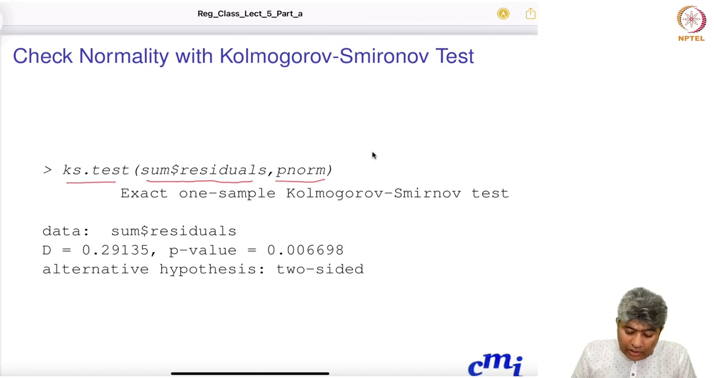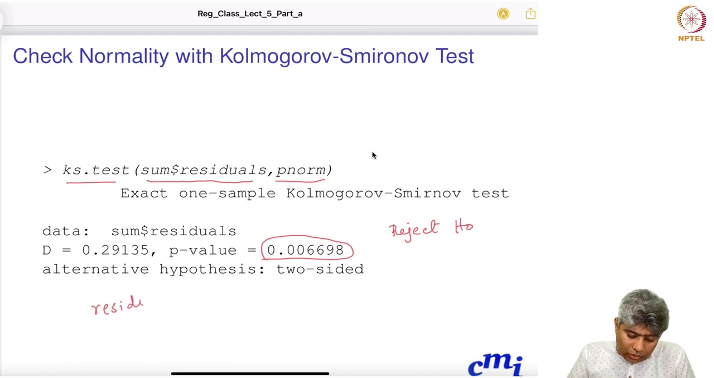what we found is that the p-value is 0.006698. This is quite a small number, so we have to reject the null hypothesis. That is, the residuals are not normal. Residuals are not Gaussian distributed, not Gaussian.